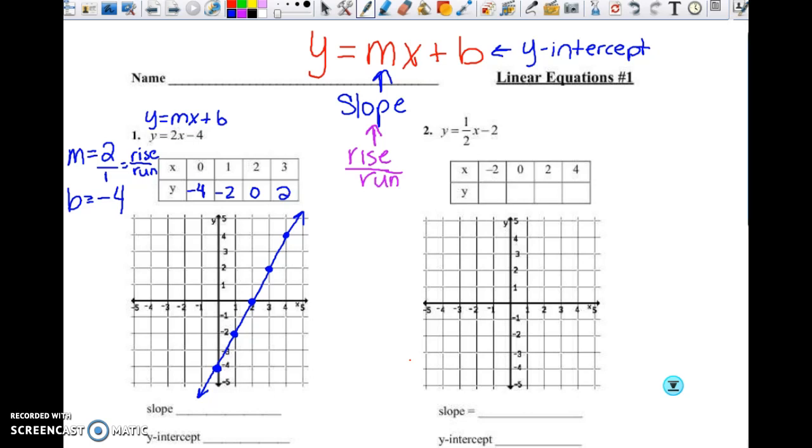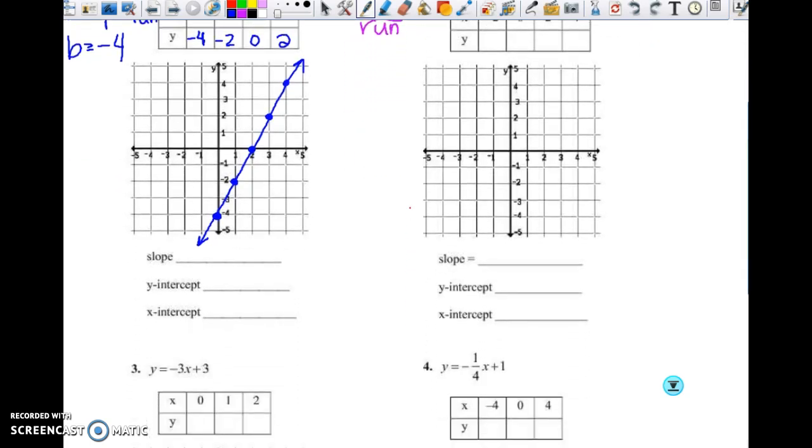Now we need to identify the features. Again, we said that the slope, the m, was a positive 2. We identified from the equation also that my b, my y-intercept, was at negative 4. And then if you can find your x-intercept, right here on the graph, here's my x-axis, it crosses right here. And that point is at, what's the point? It's at 0, comma, 2. I'm sorry, 2, comma, 0. My bad, I said it backwards. Okay, so that is our x-intercept.